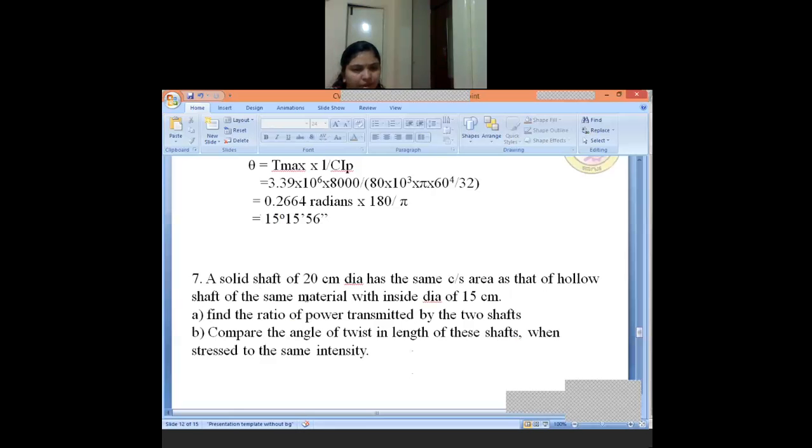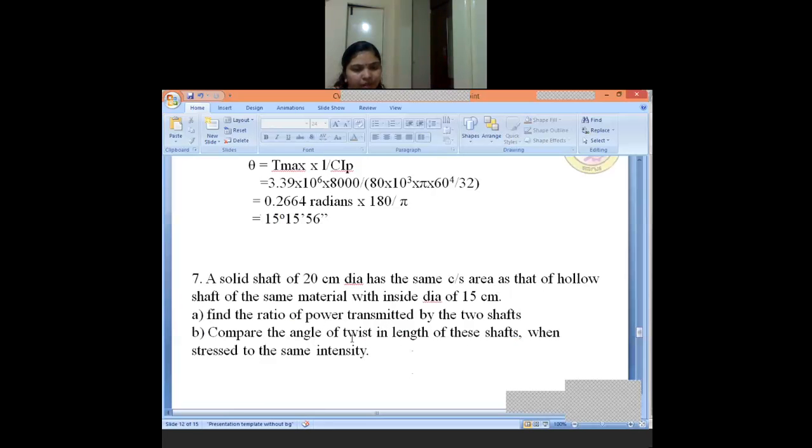Next, we move to the next problem. A solid shaft of 20 centimeter diameter. See, we have to be careful with the units. So here there is a solid shaft of 20 centimeter diameter and the same cross sectional area as that of a hollow shaft of the same material. Find the ratio of power transmitted by the two shafts. Compare the angle of twist in length of this shaft when stressed to the same intensity.